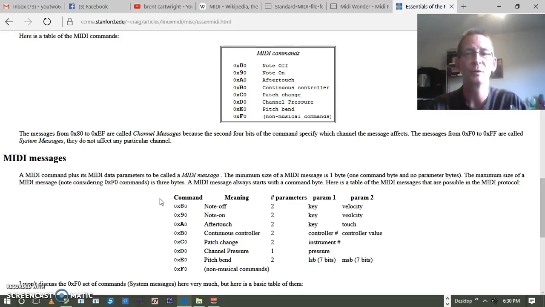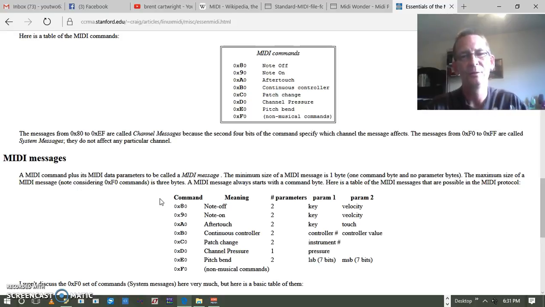Continuous controller, that's going to send messages anytime any parameter has been changed or adjusted on the MIDI controller. Patch change, sound change, it's got 128 different patches set up, like drums or keyboards, and there's 128 of them. So that command is set aside to tell you what patch you're playing.